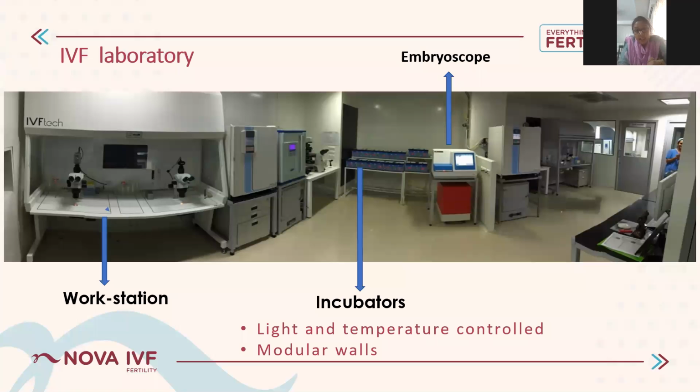Then secondly, what you can see are the incubators, which are also light and temperature controlled, where the embryos are kept after the eggs are fertilized. And this is the embryoscope. An embryoscope is an instrument which helps in monitoring the embryos, their growth and development, and helps us to choose the best quality embryos, which will give the patient the maximum chances of pregnancy.